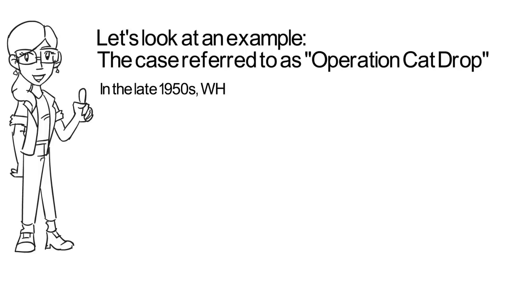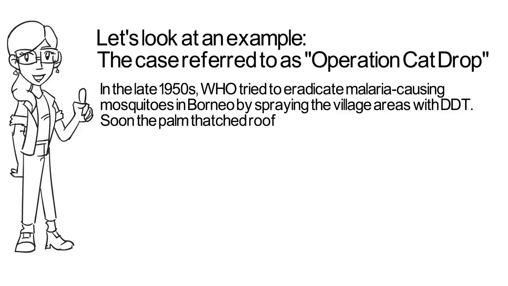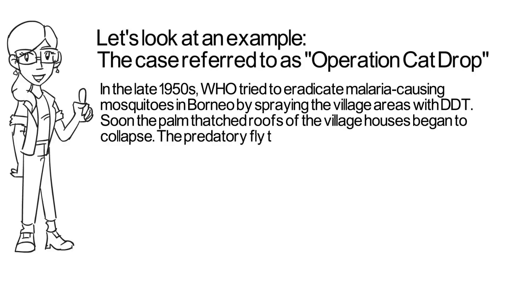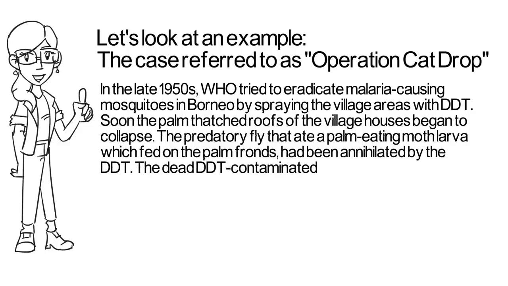In the late 1950s, the World Health Organization tried to eradicate malaria-causing mosquitoes in Borneo by spraying the village areas with DDT. Soon, the palm-thatched roofs of the village houses began to collapse. The predatory fly that ate palm-eating moth larvae, which fed on the palm fronds, had been annihilated by the DDT.